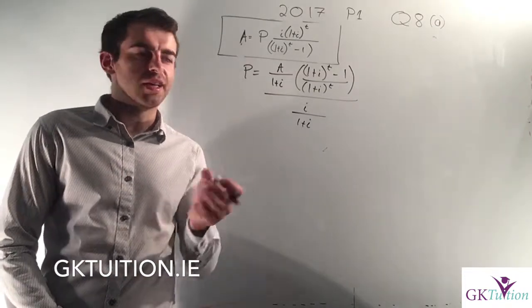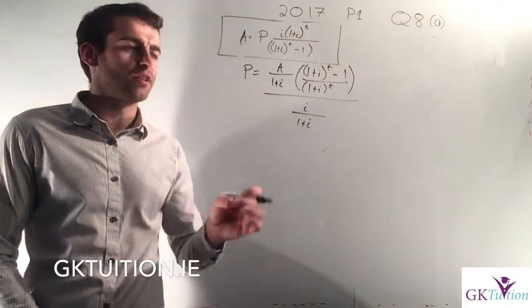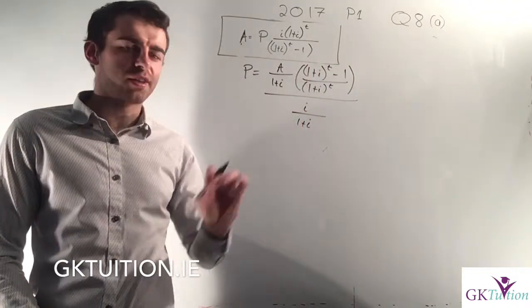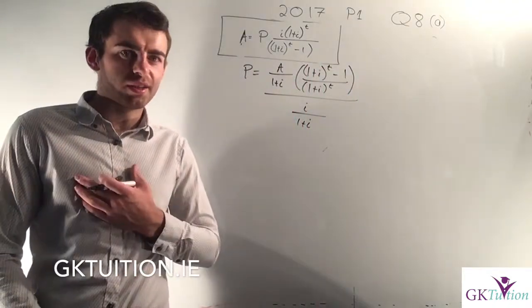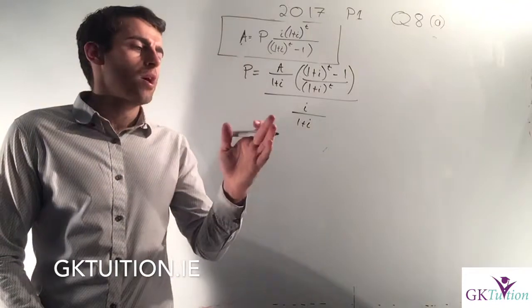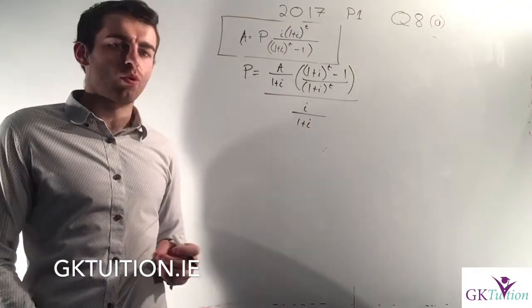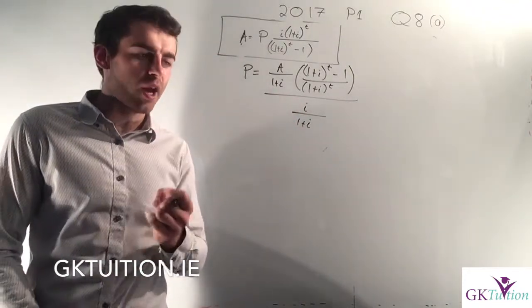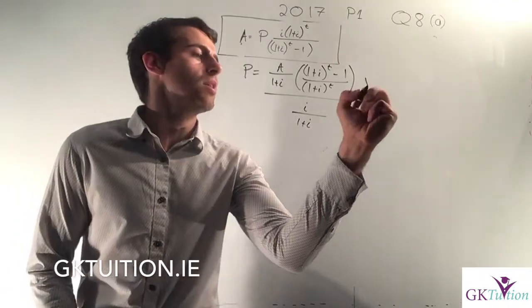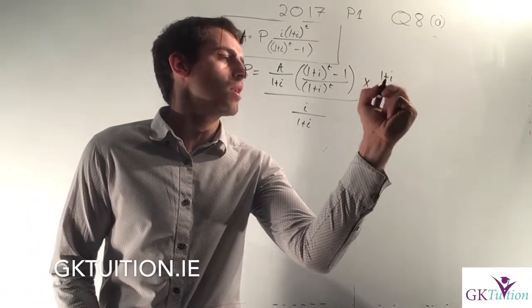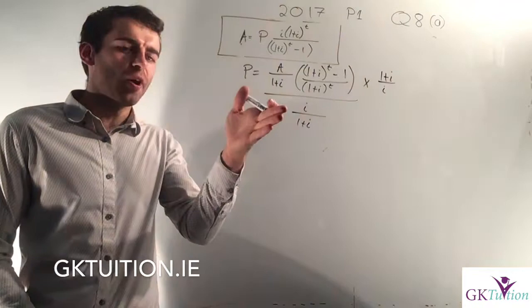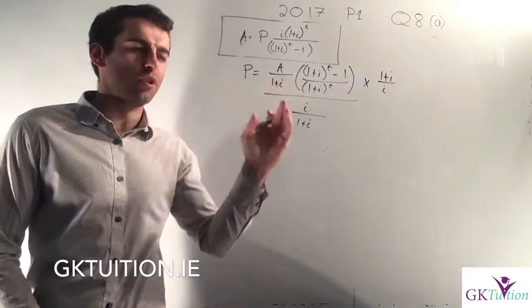Now, even at this stage, we're still in a bit of trouble with our fractions. We have a fraction on the top and a fraction on the bottom. So obviously we need to try and get rid of that. Instead of dividing by I over 1 plus I, I can multiply by the reciprocal. So I can actually multiply by 1 plus I over I. Rather than dividing by this fraction, I can just flip it and multiply.